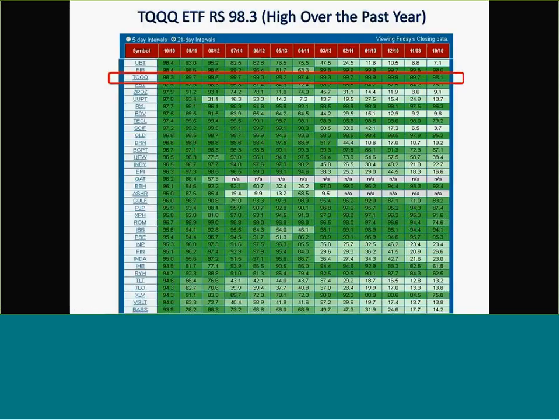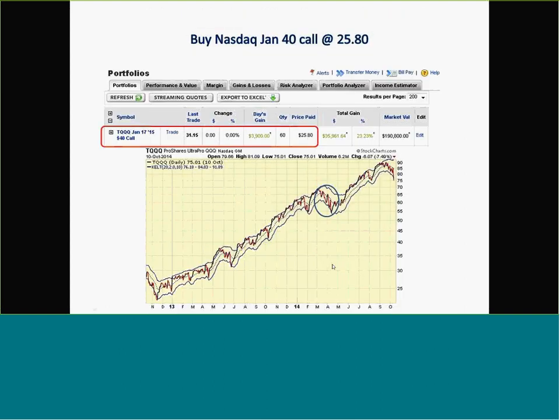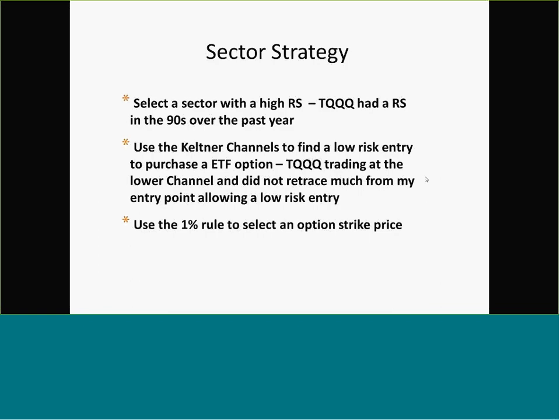Here's one more. This is for the triple Qs, and I entered this in increments also, some early in January of this year, and then more in April and May when it retraced further. So I legged into the triple Q trades. I own 60 of the January 40 strike calls, and again used the Keltner channels to find my entry point and the 1% rule to select the option strike price.